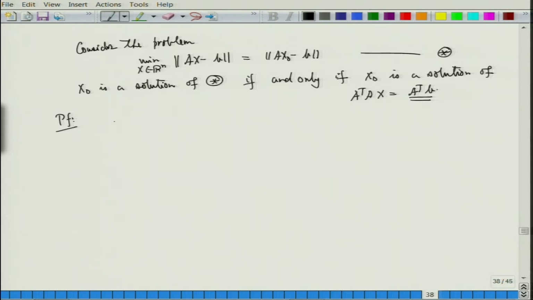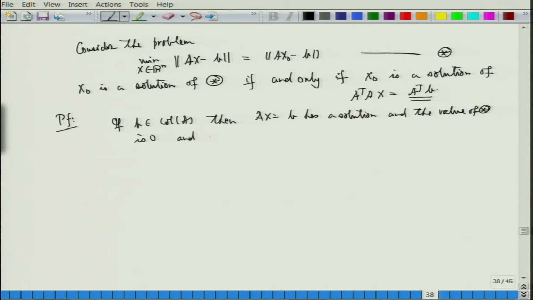So if B belongs to the column space of A, then Ax is equal to B has a solution, and the value of a star is 0, and there exists an x naught belonging to the column space of A, fine, which gives us Ax naught is equal to B, fine.